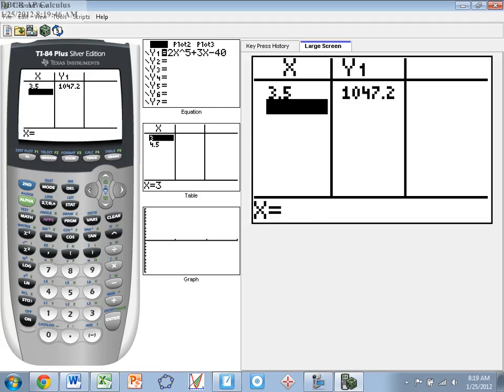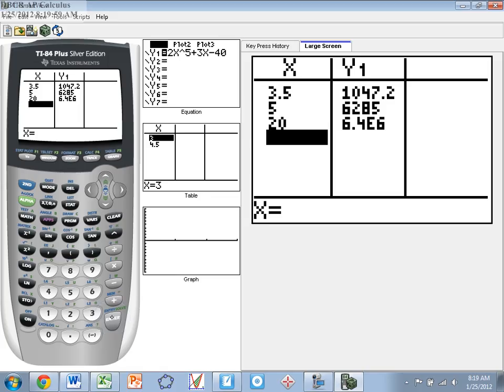So let's say I want to know what the profit was after 5,000 cars were sold. Just type 5 in. Hit enter. If I want the profit after, I don't know, 20,000 cars were sold, type in 20, hit enter. And take a look here. What does that E mean again? That means it goes on for 6 more spaces.